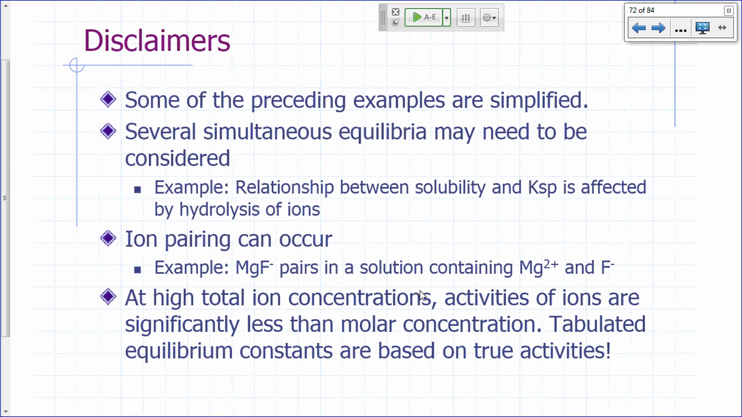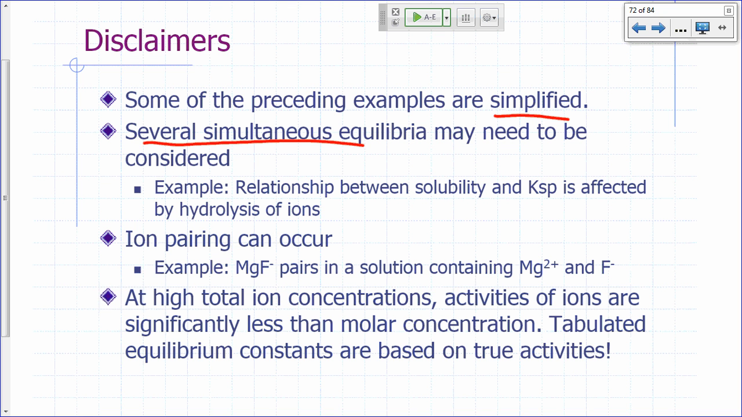All right. A few disclaimers about all the calculations we've been doing so far. Some of the examples we've been doing are really simplified because in aqueous solutions, there could be a lot of reactions going on. So you can have several equilibria, so you have several equilibrium conditions that need to be satisfied.